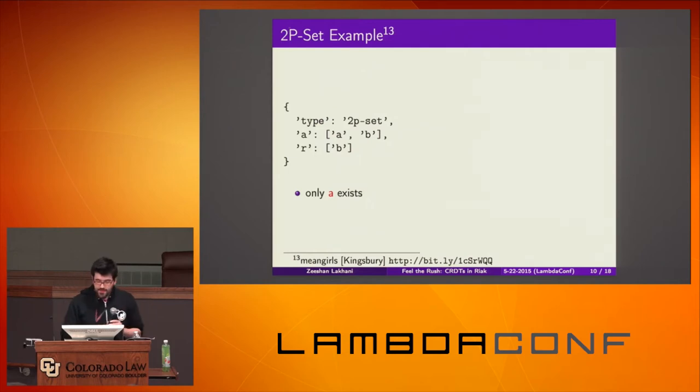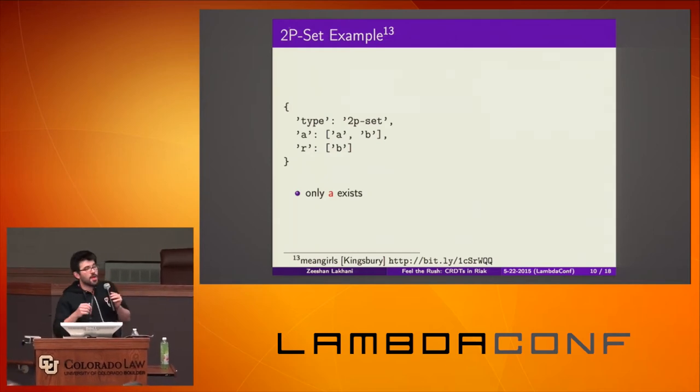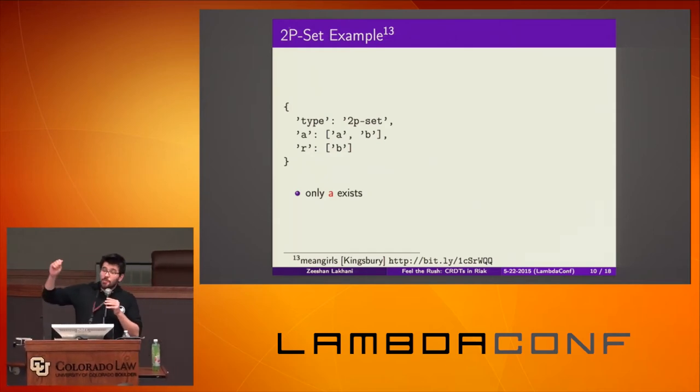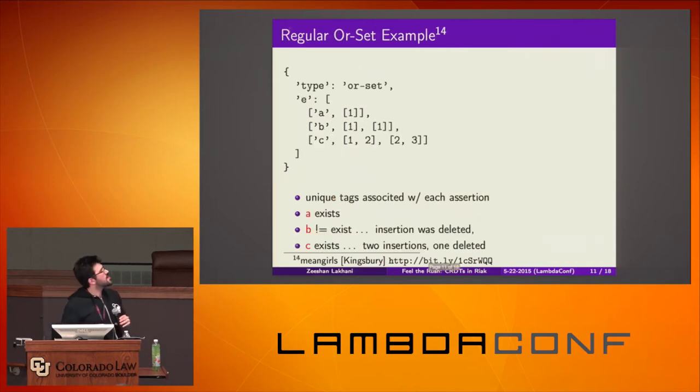One set we might use to fix this Amazon problem is this two-piece set, where I have adds and I have removes. In this case, when I merge this, I see that I have A and B in the remove set. When I merge this, I'm only going to get A back. The problem with this two-piece set is that if I want to put B back in, so I want to put that book back in and see it later, that won't work in two-piece sets.